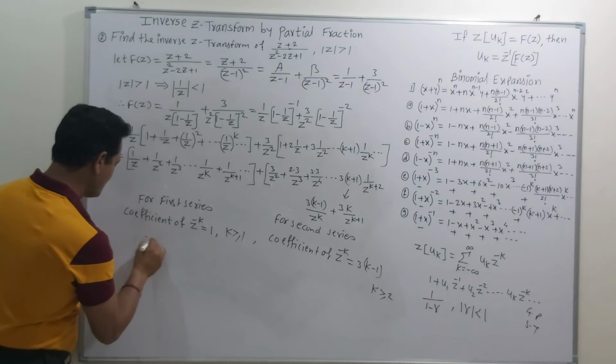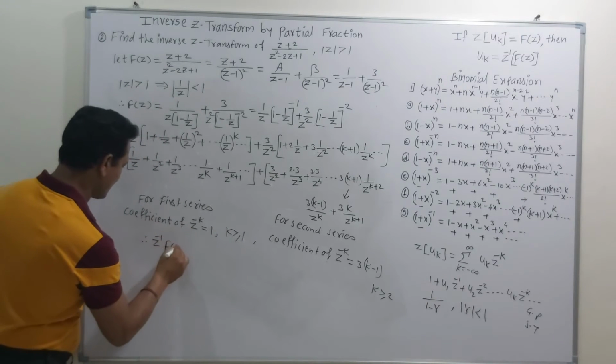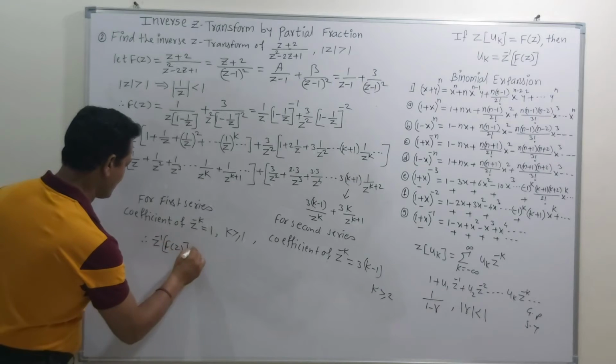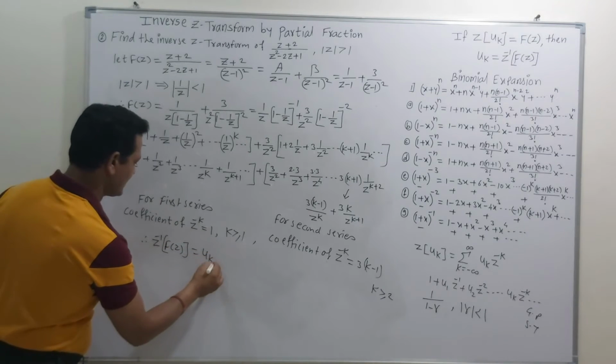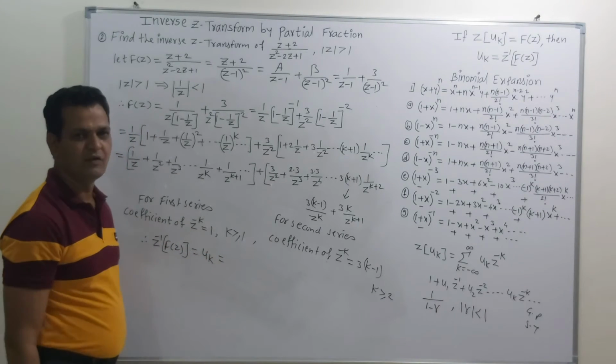So now our interest is to write down the inverse z transformation. So the inverse z transformation of the given function is the sequence uk, and which is given as.